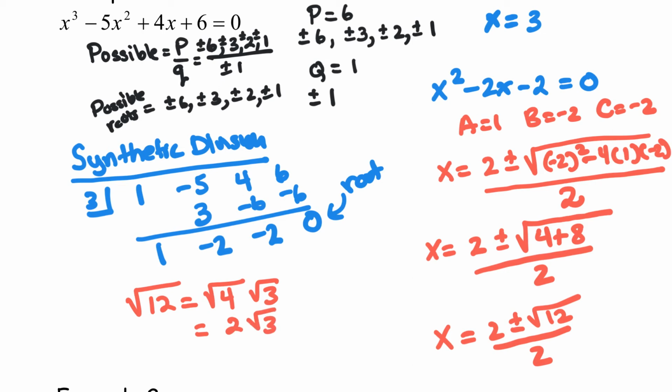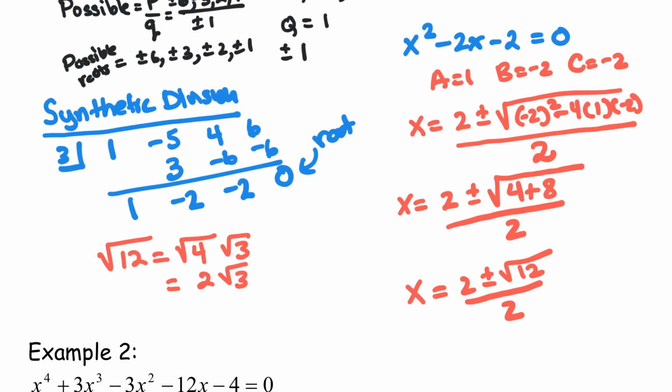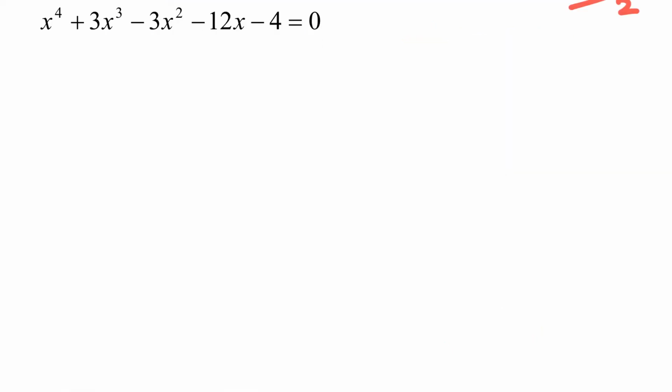Square root of 3. I'm running out of room, so I'm going to move it just a bit. And so we have as our roots x equals 2 plus or minus 2 square root of 3 over 2, and we divide by 2, so our roots are going to be 1 plus or minus the square root of 3.